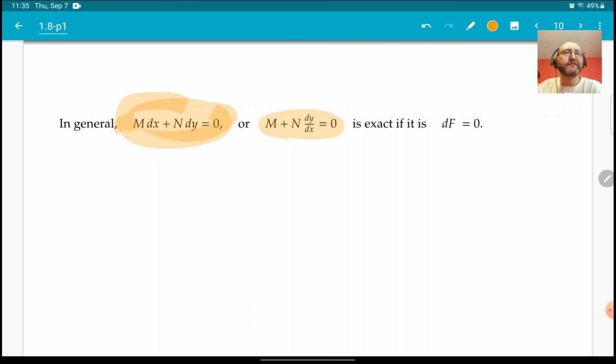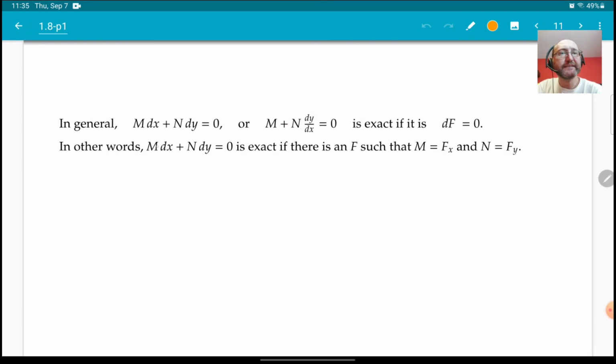Just being of this form is nothing special, but it's exact if it actually is an equation of this form, if this thing is df equals 0. So what does that mean? That means that this is exact if there exists an f, so if there exists a solution where m is the x derivative of f and n is the y derivative of f. And it's not always true. You can't just start with any random m and n and find an f where this works.